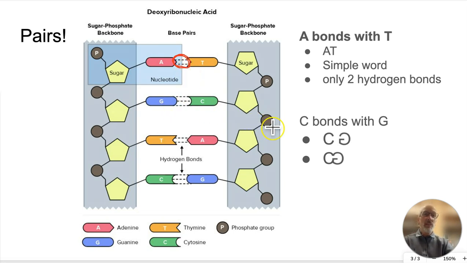Next, cytosine bonds with guanine. The way I like to remember it is I take C and flip G backwards. If you push them together, notice it looks like the triple bond that occurs between C and G. Remember, it doesn't always have to be C on the left and G on the right. It could also be G on the left and C on the right.